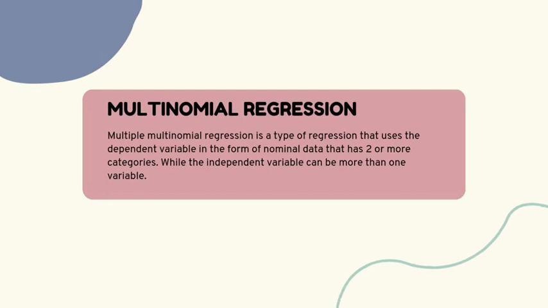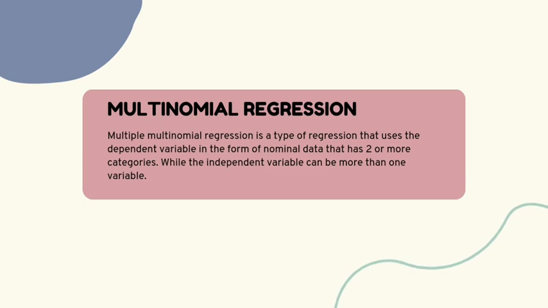The third is multinomial regression. Multinomial regression is a type of regression that uses the dependent variable in the form of nominal data that has 2 or more categories, while the independent variable can be more than one variable. This type is almost similar to multiple logistic regression. The difference is that the dependent variable has 2 or more categories, while the multiple logistic regression only has category 2, or dichotomy.